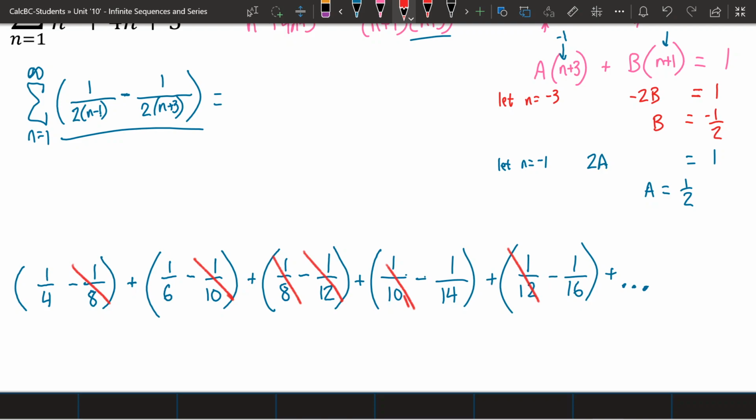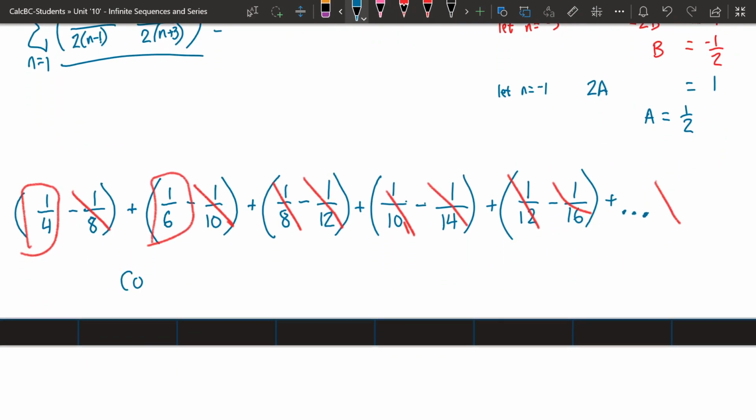And we can kind of see as we move forward from there, this negative 1/14 is going to cancel out with the first piece of that sixth term, and so on. Each of those are going to cancel out from there on out. So we're left with this 1/4 and this 1/6. All right, and that's going to tell us what our series converges to.